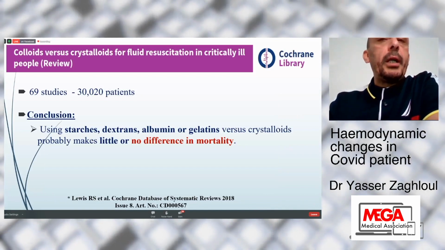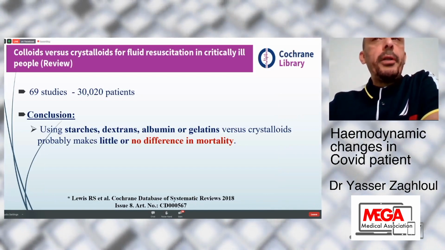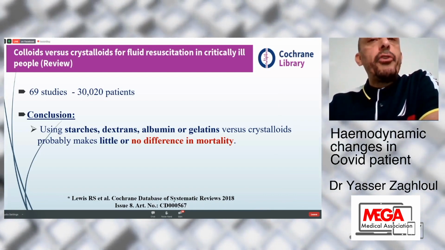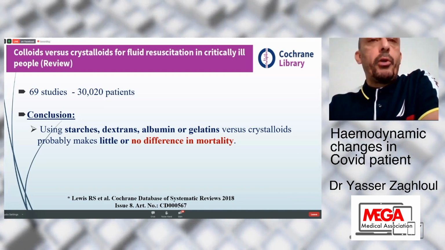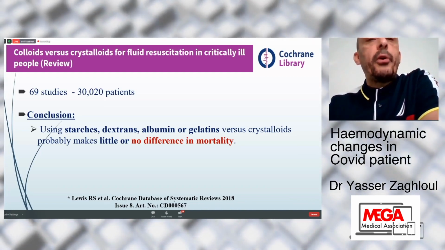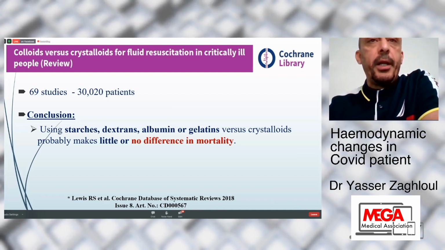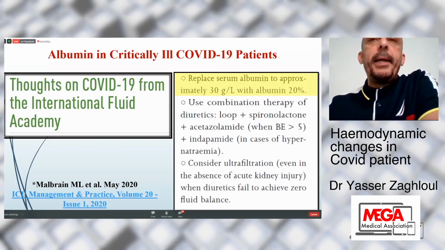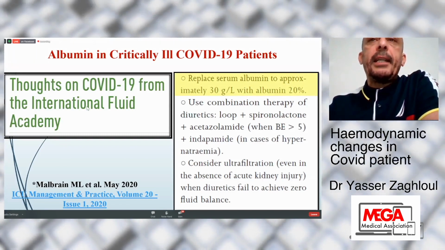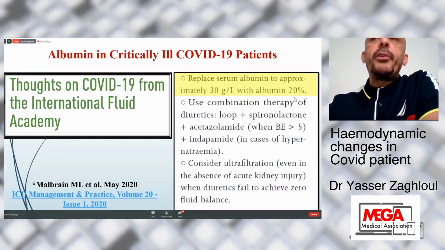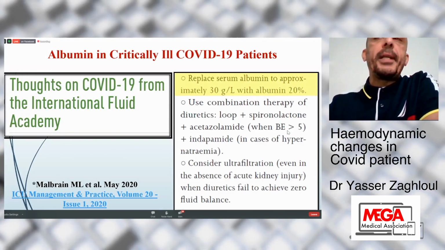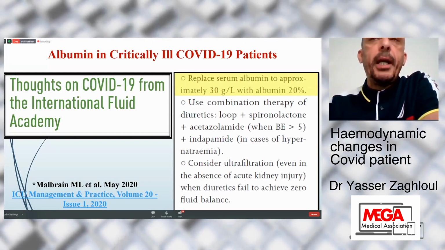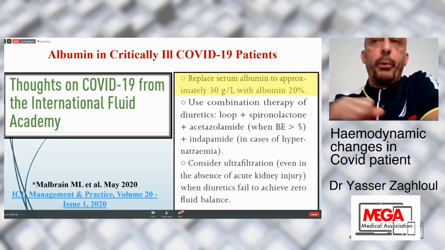Is there any place for colloids? According to the Cochrane library, for starch, dextran, albumin, and gelatin, there is little or no difference in mortality, again in most types of shock or surgical patients as well. But in COVID patients, it is different. It is recommended to give albumin to maintain it around 30 grams per liter, and using albumin 20%, not 5%, to give a smaller volume and to correct the hypoalbuminemia with a smaller volume of fluids.